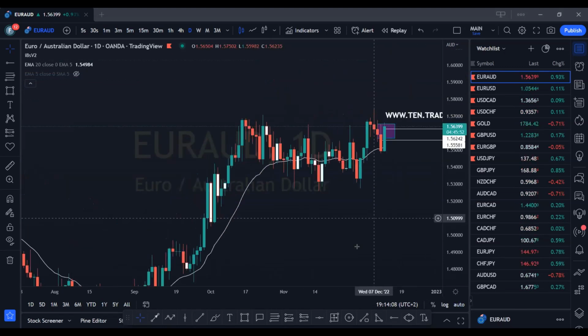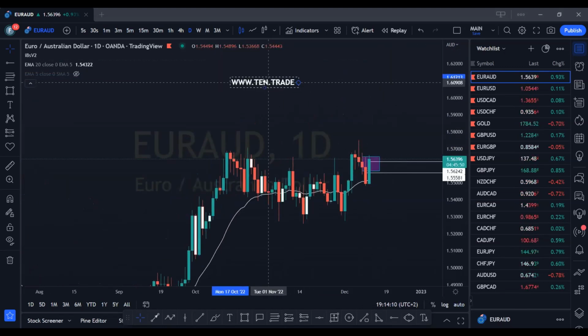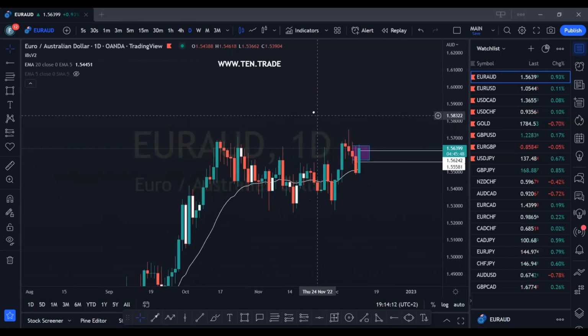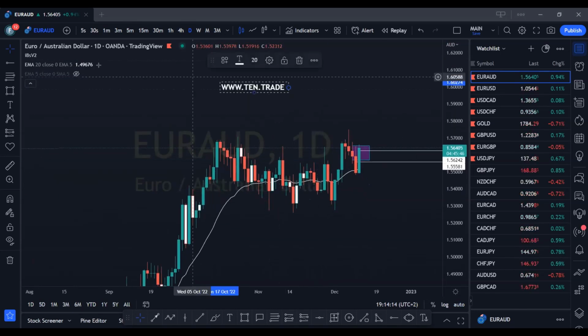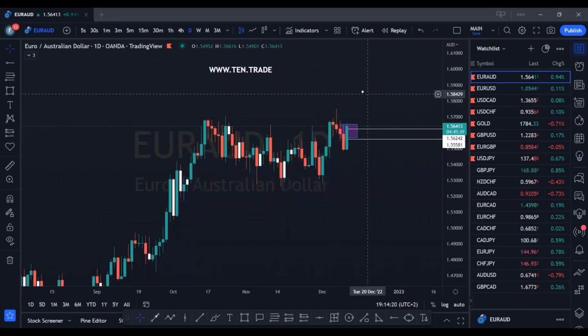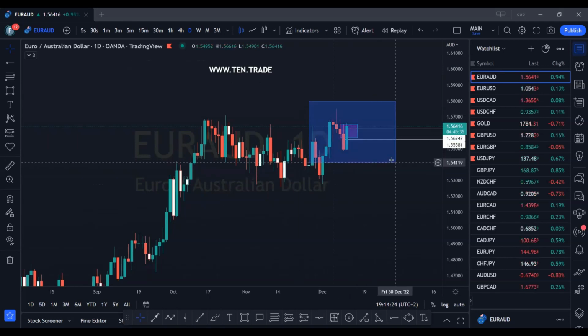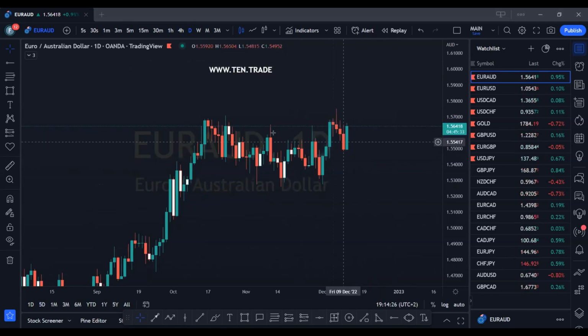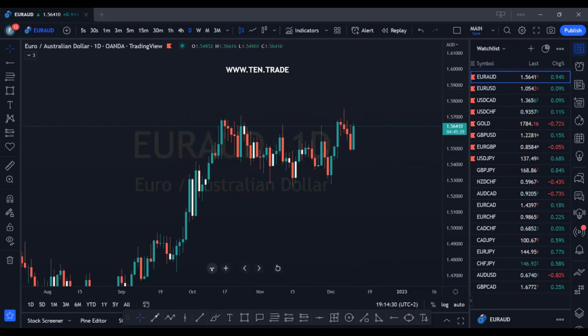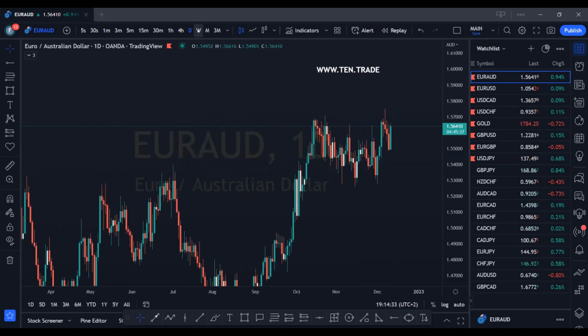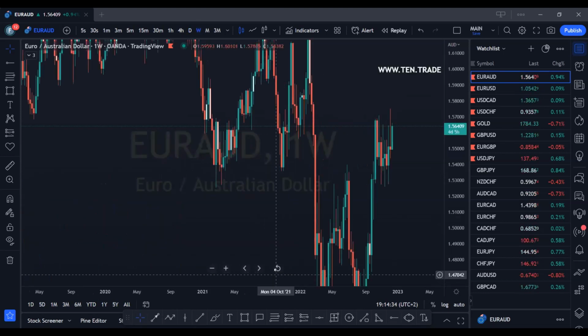We want to look at things from the higher time frame first. It makes sense, so that way you get the full story of market structure. So let me just delete all of this. Now, this is Euro AUD on the daily time frame. As a matter of fact, let's start from the weekly chart.